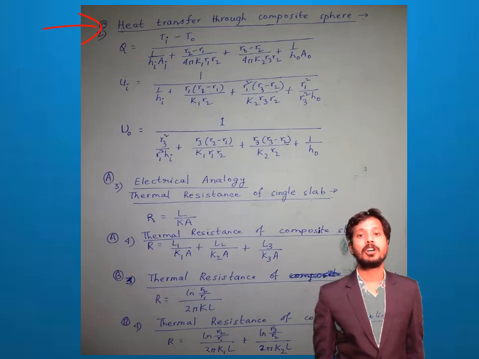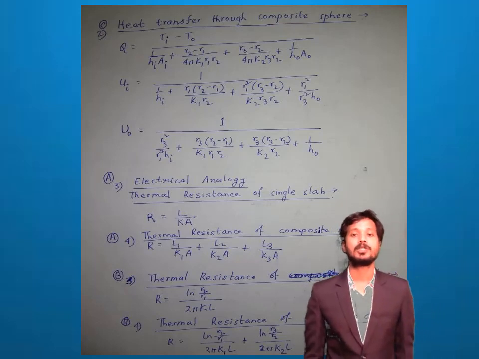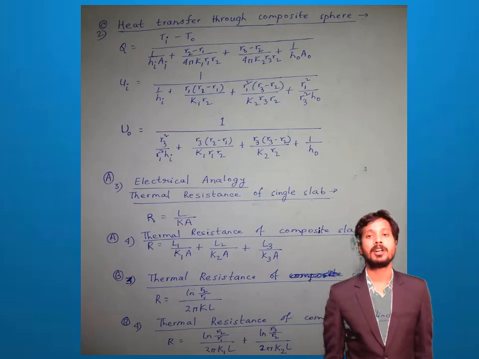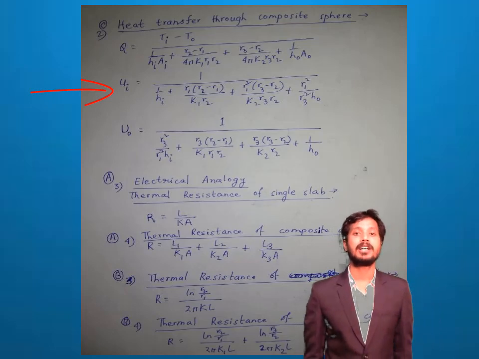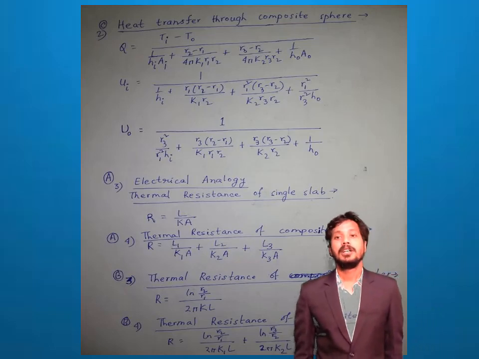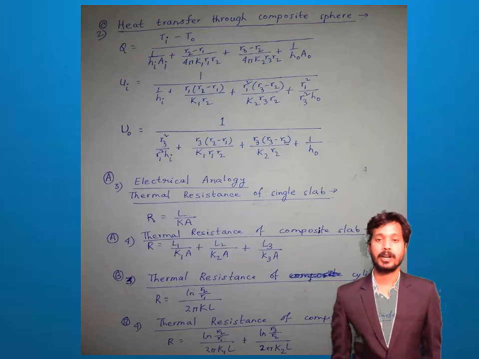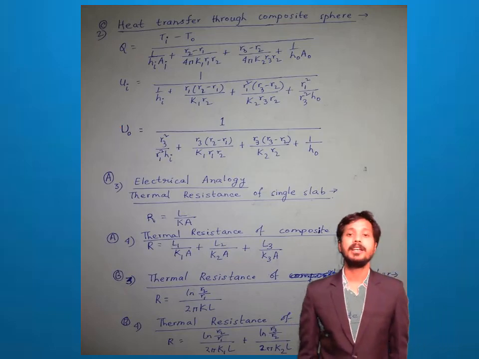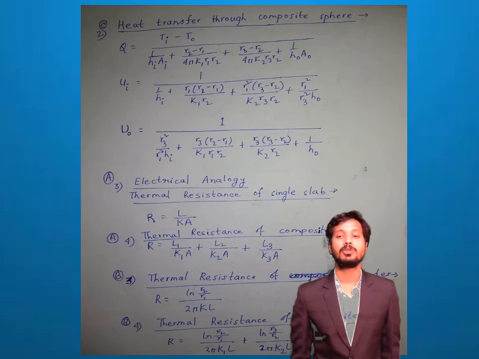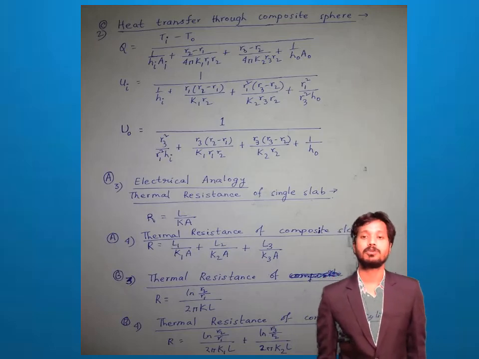Similarly, next, heat transfer through a composite sphere: Q = (Ti − T0)/(1/(hi Ai) + (R2 − R1)/(4πK1 R1 R2) + (R3 − R2)/(4πK2 R3 R2) + 1/(h0 A0)). The overall coefficient based on inside is Ui = 1/(1/hi + R1(R2 − R1)/(K1 R2) + R1²(R3 − R2)/(K2 R3 R2) + R1²/(R3² h0)). Similarly, the overall heat transfer coefficient based on outside is U0 = 1/(R3²/(R1² hi) + R3(R2 − R1)/(K1 R1 R2) + R3(R3 − R2)/(K2 R2 R3) + 1/h0).